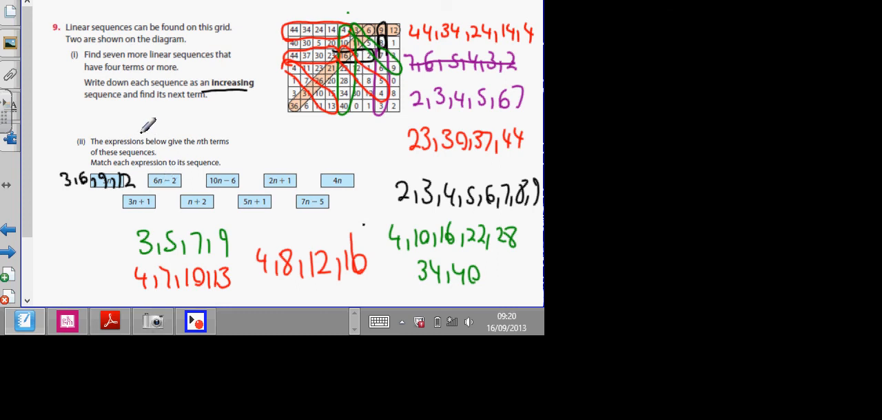What about 6n minus 2? What's the first term there? It's going to be 4. The next one's going to be 10. The one after that is going to be 16 and 22. Do we see 4, 10, 16 and 22 anywhere? There it is. 4, 10, 16, 22. So we've matched up that sequence as well. Okay? What's the next sequence we have?